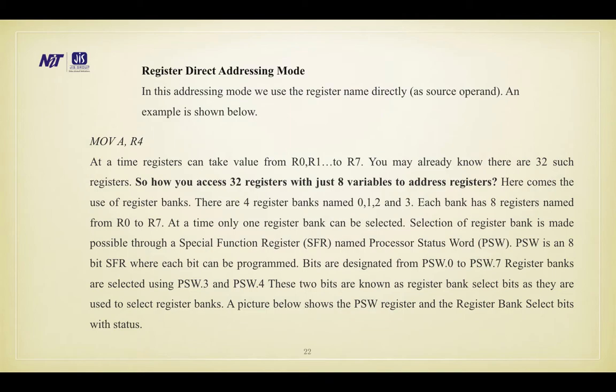PSW is an 8-bit SFR where each bit can be programmed. Bits are designated from PSW.0 to PSW.7. Register banks are selected using PSW.3 and PSW.4. These two bits are known as register bank select bits as they are used to select register banks. A picture below shows the PSW register and the register bank select bits with status.